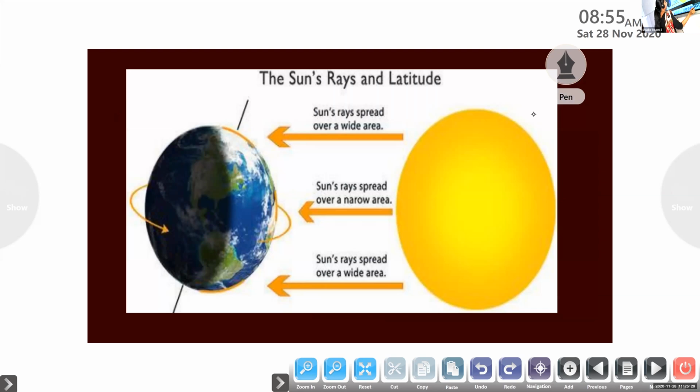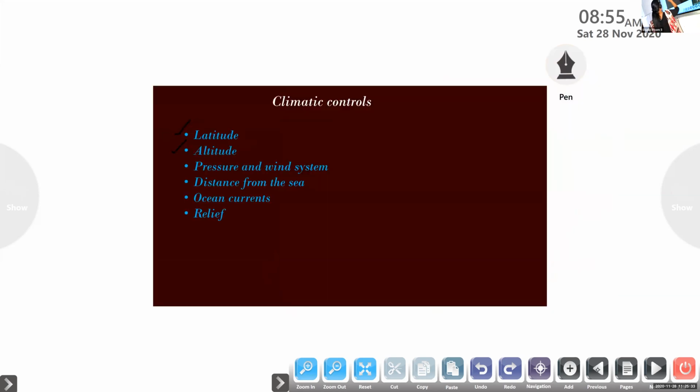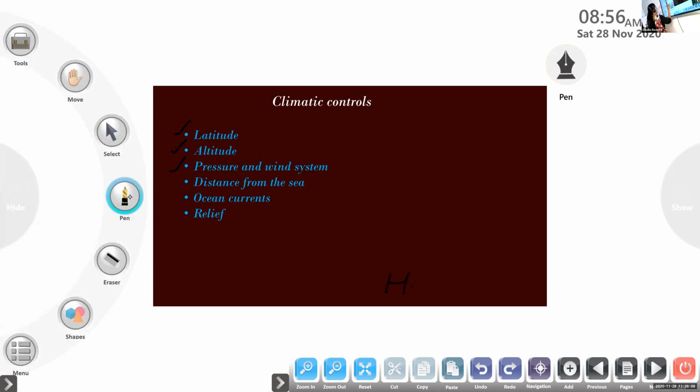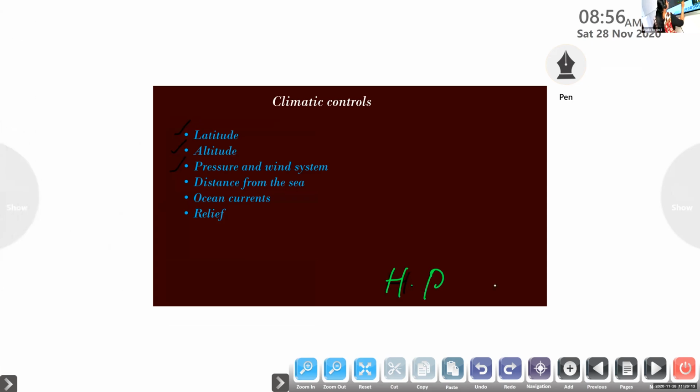Then the next factor which affects the climate of a place is pressure and wind system. In the last class we discussed the pressure system, right? Pressure and wind. What is wind? Wind flows from high pressure area to low pressure area. Wind always moves from high pressure to low pressure area. So wind is a movement of air from high pressure to low pressure area.